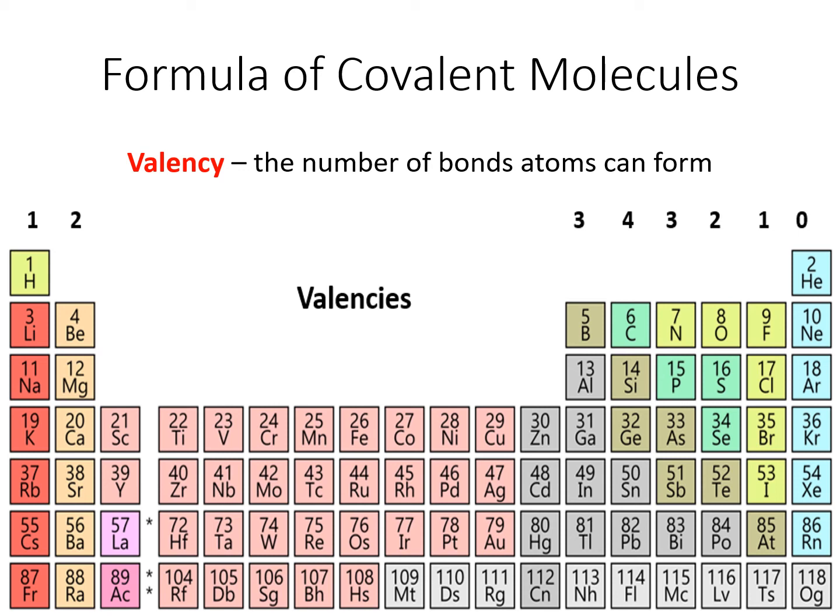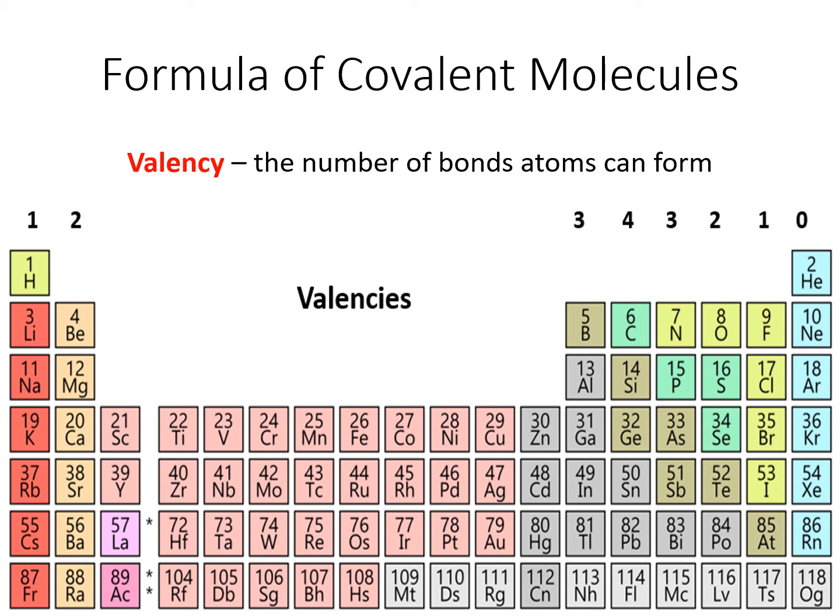And let's have a think about these here. So let's take the example of nitrogen. Nitrogen is in group number 5, which means it has 5 electrons in its outer shell, which means it wants to form 3 covalent bonds. So nitrogen wants to form these 3 bonds, therefore it has a valency of 3.